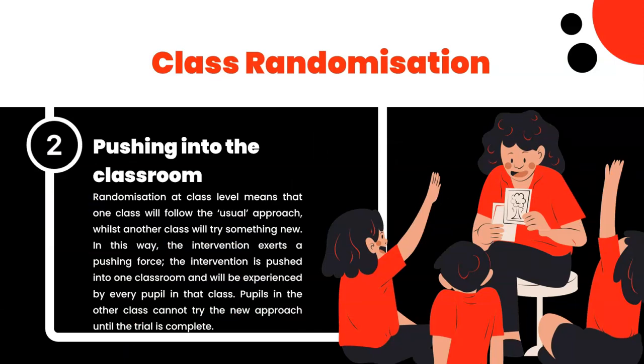The next form of randomization is class randomization, and the best way to think about this is pushing into the classroom. So randomization is at class level, which means that one class will follow the usual approach, whilst another class will try something new. In this way, an intervention exerts a pushing effect. So the intervention is pushed into one classroom and will be experienced by every pupil in that class, and the pupils in the other class cannot try that new approach until the trial is completed.